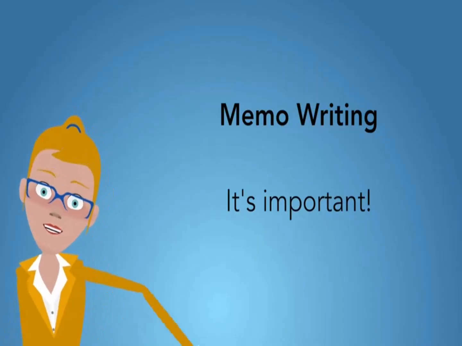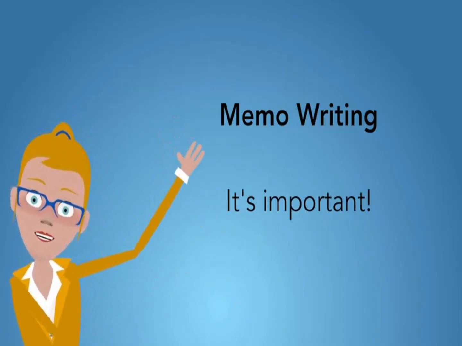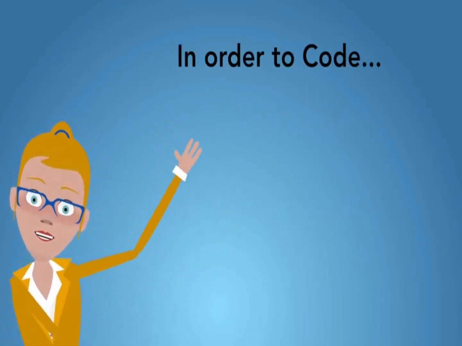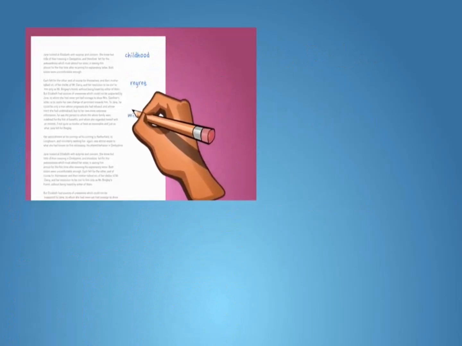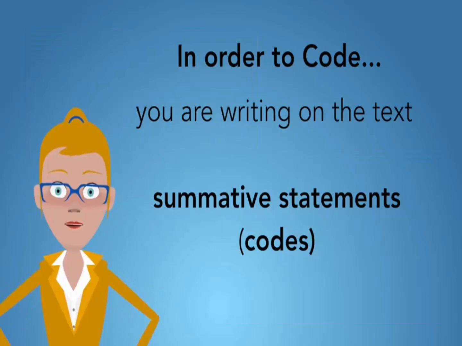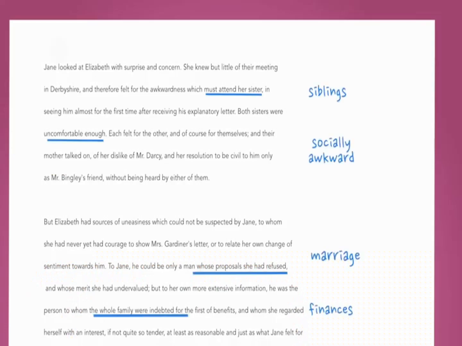I'm going to talk about memo writing and why memo writing is important for the coding process. In order to code, you are writing on the text, whether you're doing this manually or with software. You're writing summative, clarifying statements about line by line or paragraph by paragraph information. You're writing on the data.